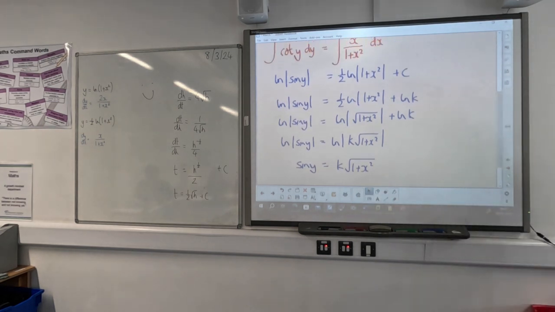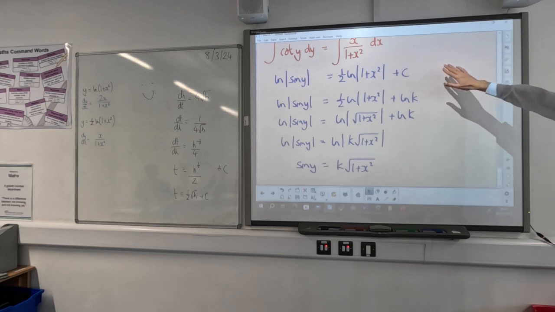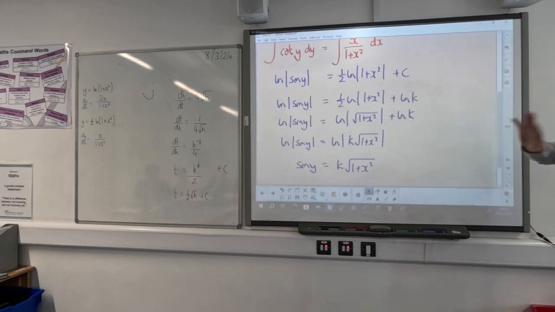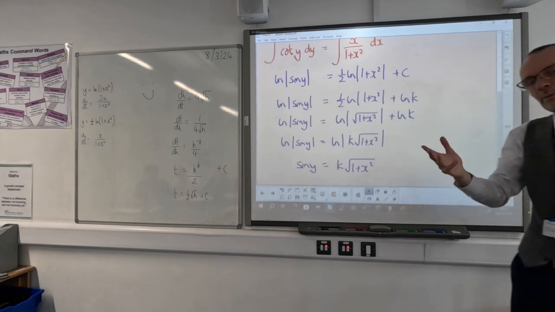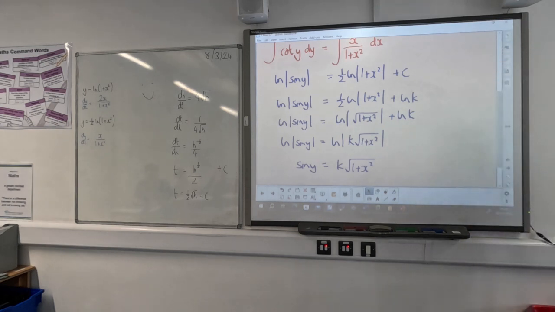Now, these are a nightmare to mark, because this is correct. This is a general solution. There's absolutely nothing wrong with that. So, do I need to do all that rigmarole? Well, I guess in an exam they will probably be a bit more careful, and it might even be a show that question to get you to get it into a particular form.